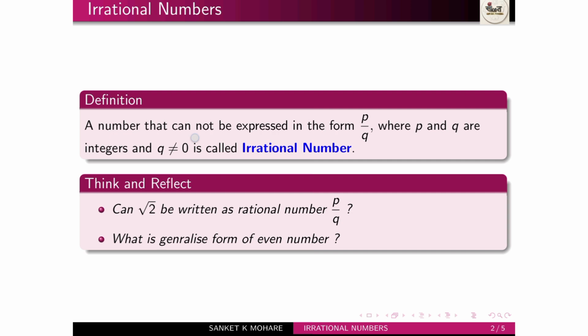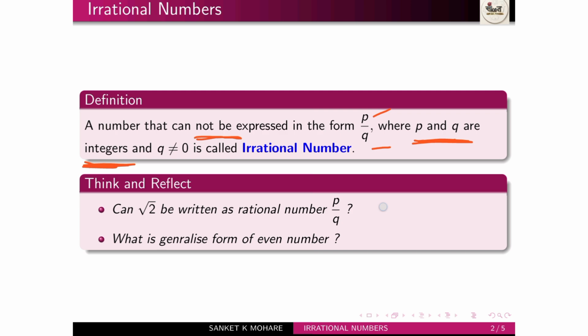So any number which cannot be expressed in the fraction form or in the form of p by q, where p and q are integers. This is most important. So a number that cannot be expressed in the form of p by q, where p and q are integers and q is non-zero, is called an irrational number. So does there exist any number which is not an irrational number? Every number we can represent in the form of p by q, but p and q must be integers. That is an important condition.